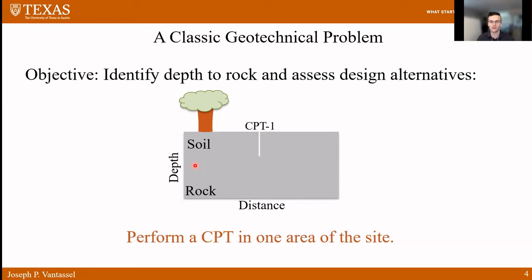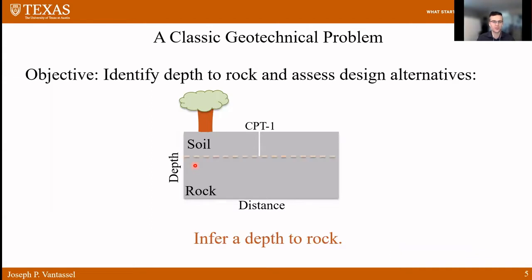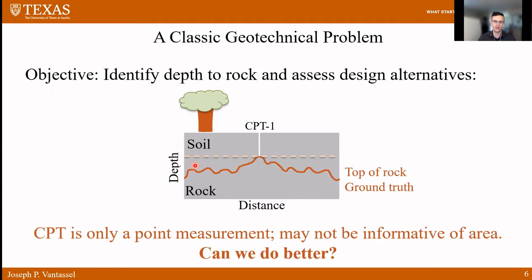The way we may do this traditionally is to push a CPT or do a boring at our site to identify the depth to that contrast. And if we do a CPT at our site, we then will extrapolate that measurement over some horizontal distance. However, where this really breaks down is if that interface is highly variable and we see large spatial variability at our site. That CPT is only providing us a point measurement, and it's not really giving us any sense of how things are varying laterally. So the question becomes, can we do better than this?